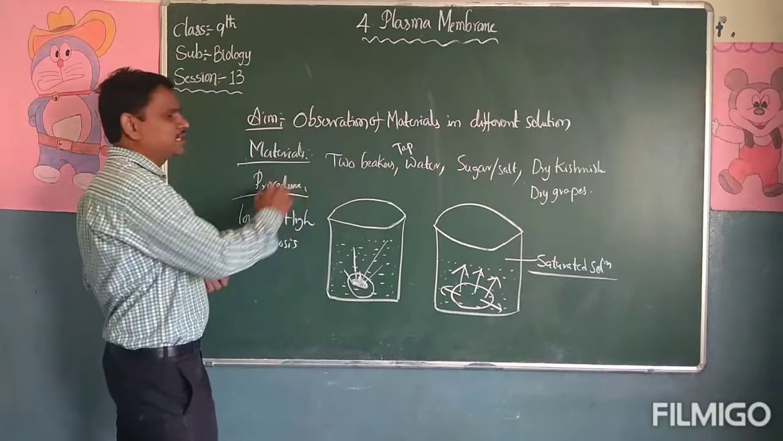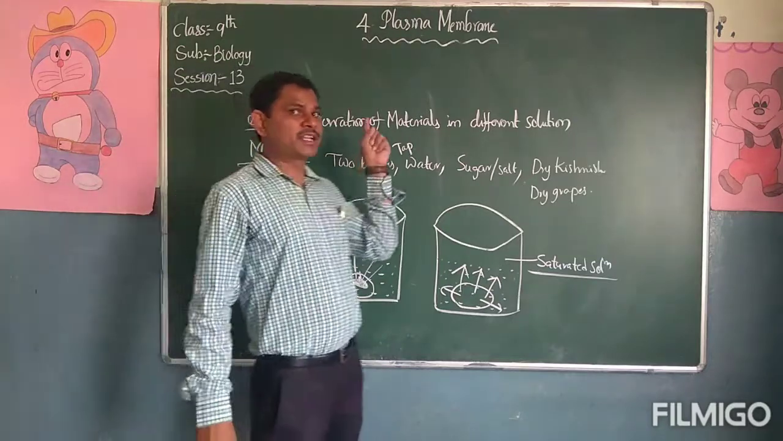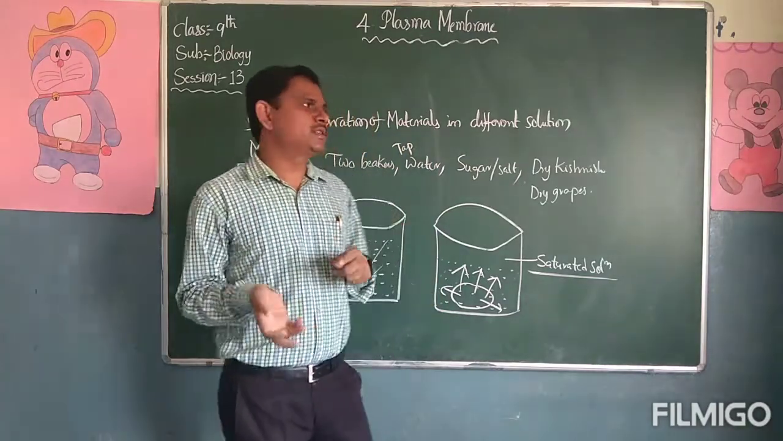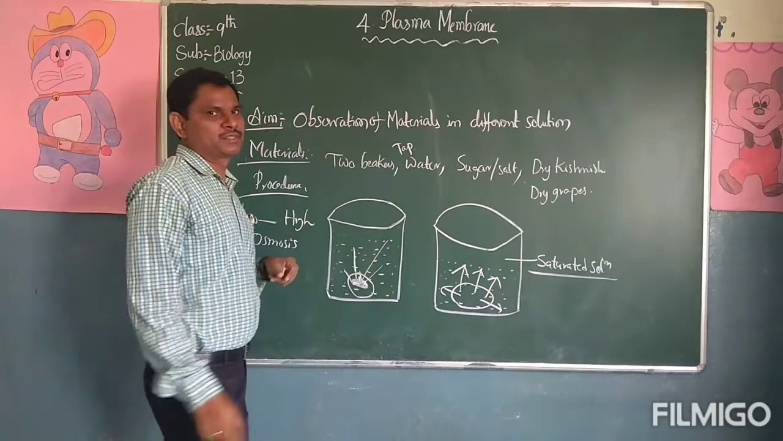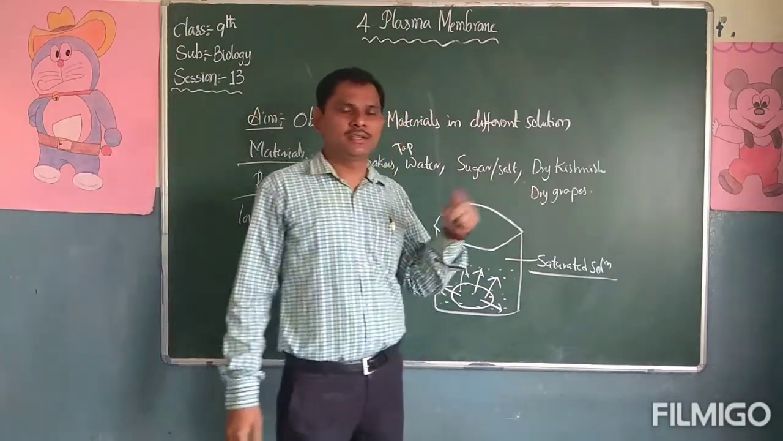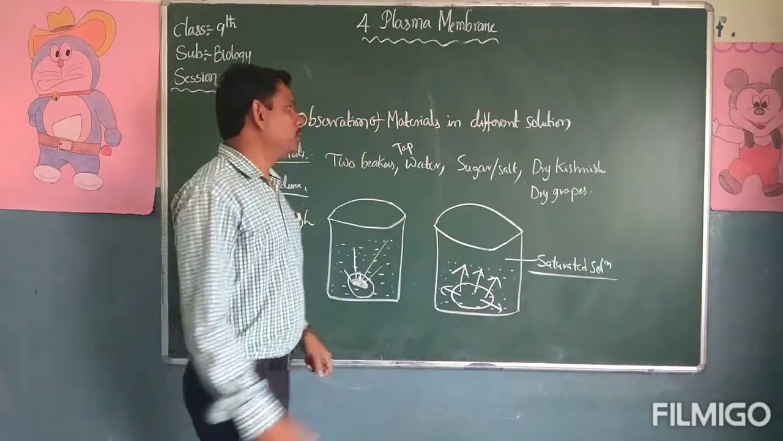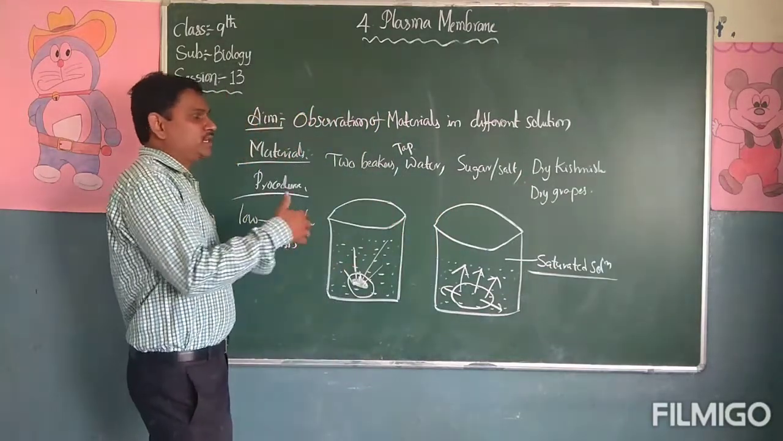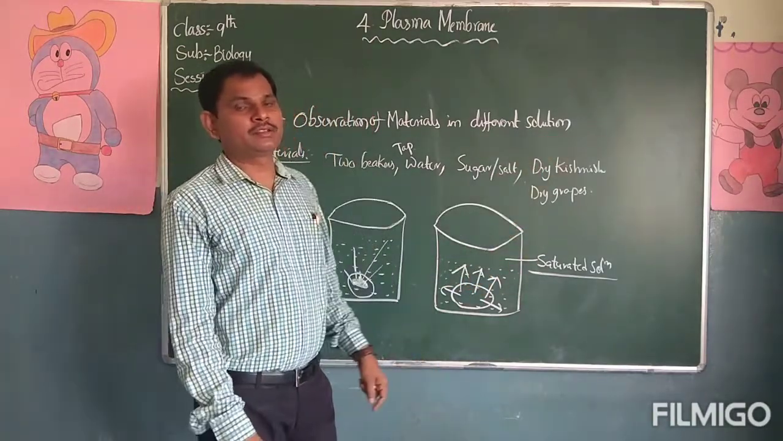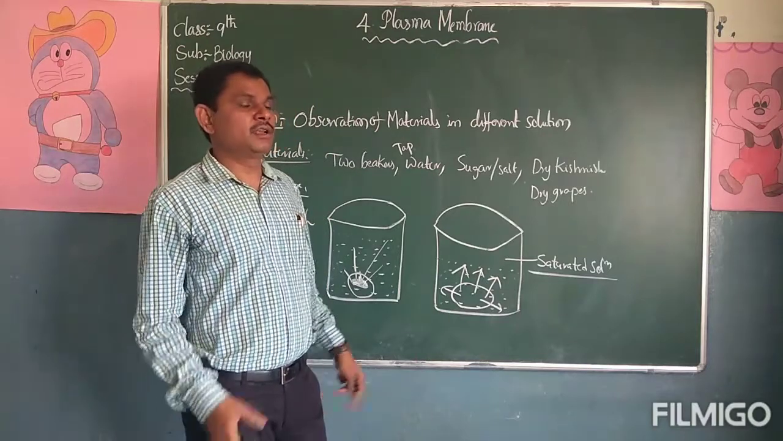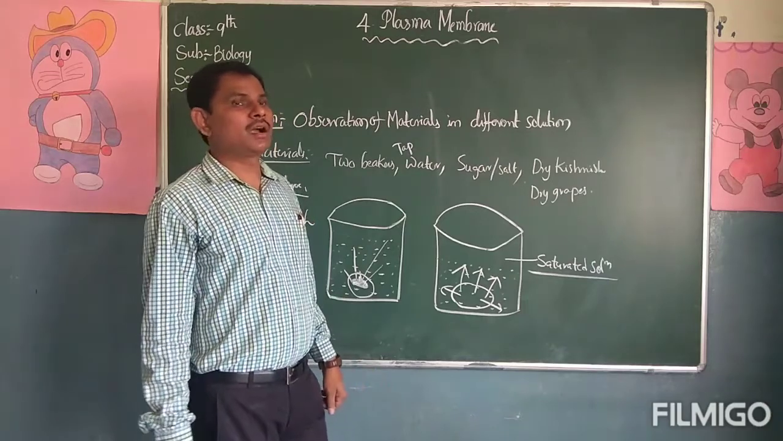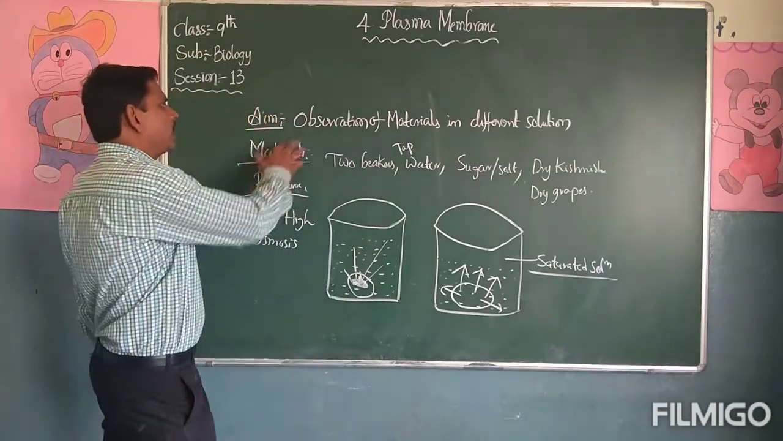Okay, friends. Today we learned about substances going into the cell and going out of the cell. How to prepare a solution: solute and solvent. Solute is sugar or salt. Solvent is water. Preparation of saturated solution. I also discussed which one is more concentrated. Finally, there is a lab activity.